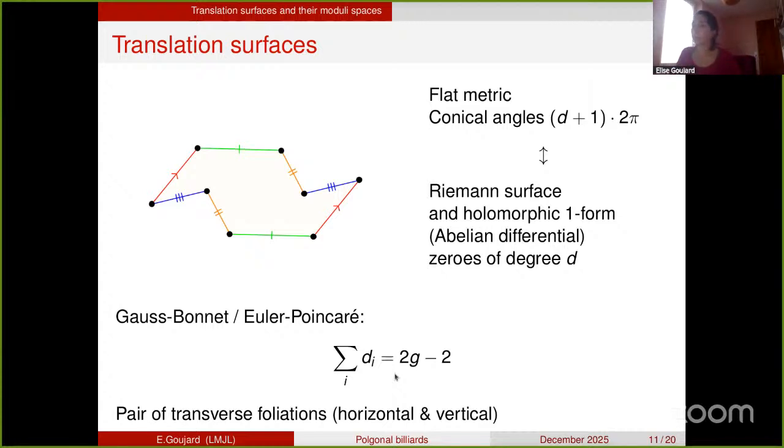You also have foliation. In each direction, you get a foliation on your surface. For instance, a vertical foliation. Okay, so these are really rich geometric objects.